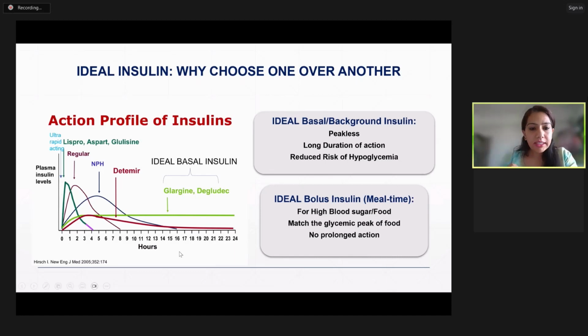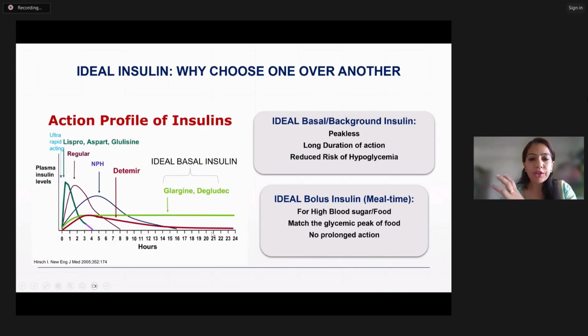So as you see here in the figure, the green line and the red line here are the ones that have a little longer duration of action. But when we look at these glargine and degludec insulins, these are the ones that once they start working do not have a peak and have a long duration of action. So they are considered the ideal insulin to be started.